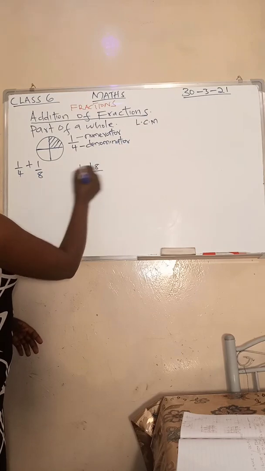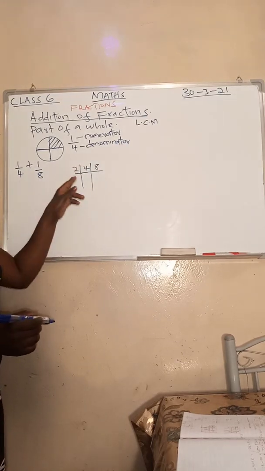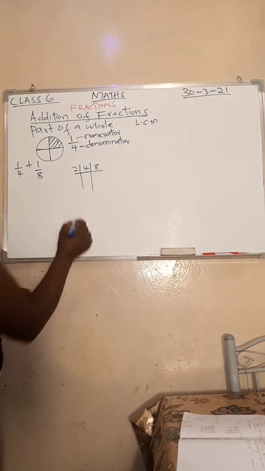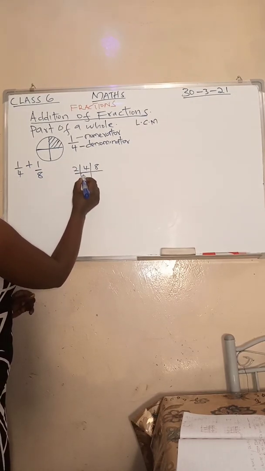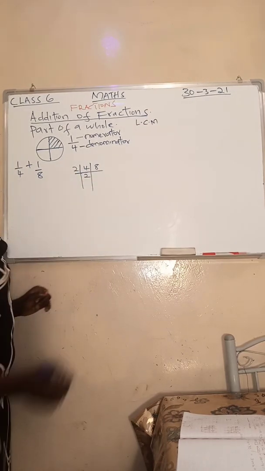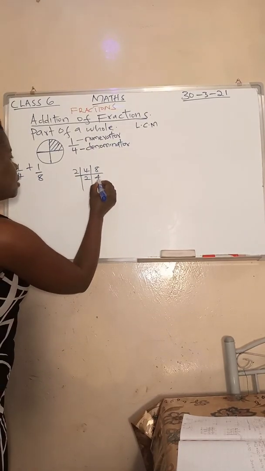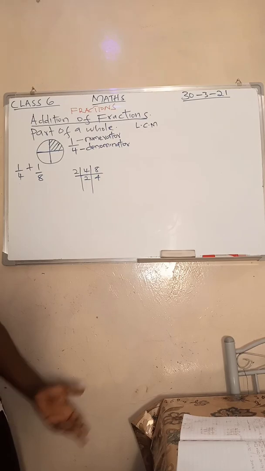Our least number here, I can see it's 2. 2 can go to 4. 2 can also get into 8. So how many times does 2 go into 4? It is 2 times. I write there 2. And 2 goes into 8 how many times? 4 times. So still I can see there's some room.